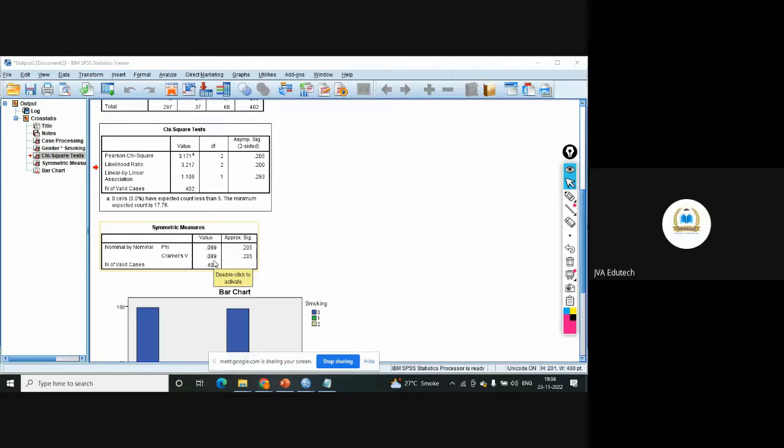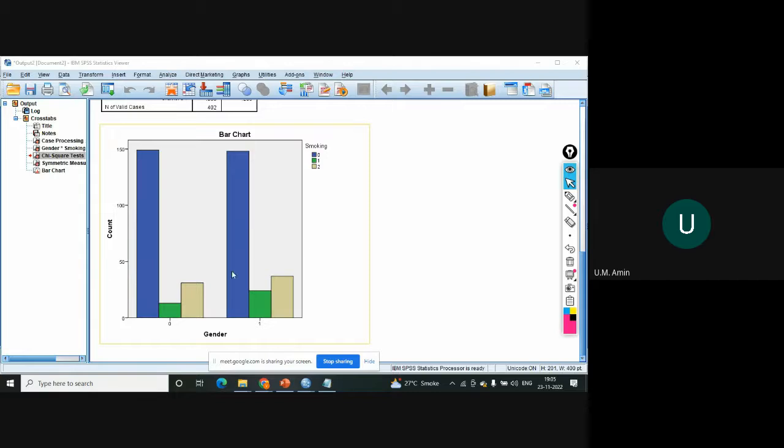So 8.9%, which is a very weak correlation and non-significant. It has already been suggested here that the relationship between the smoking status and gender is non-significant. Gender has nothing to do with the smoking status. If you see the bar chart, then also. And you can go ahead and reconfirm by looking at each of the phi and Cramer's V, as you said.